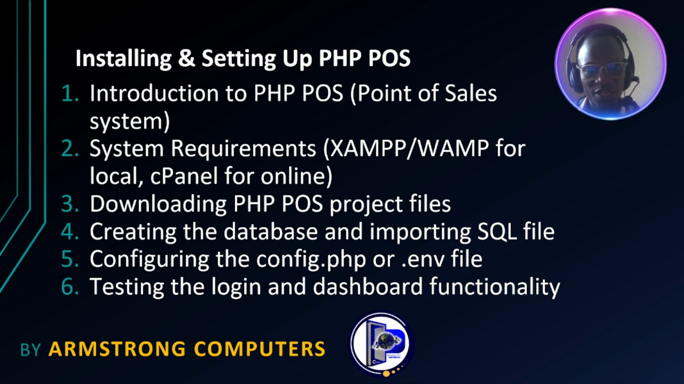The fifth thing we'll be dealing with is how to configure the config.php and also the .env file. These are executable files, so we'll be looking at how to configure them to connect the database to it, so that it can work both offline and online, and understanding the config and the .env file.